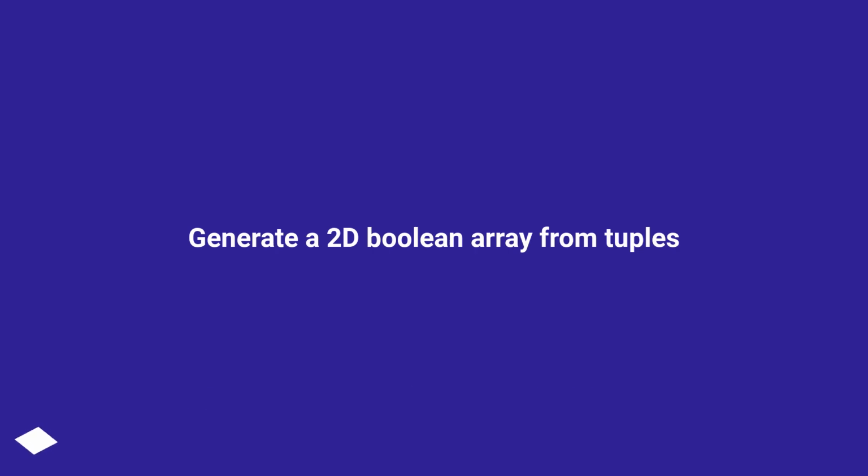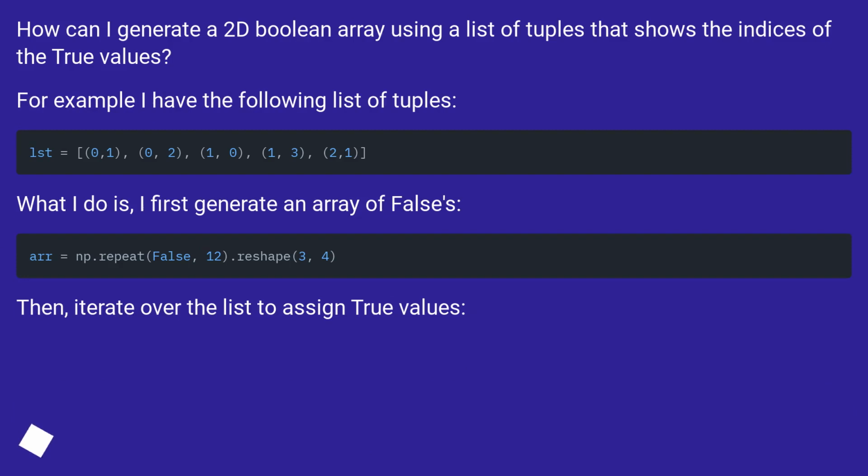Generate a 2D boolean array from tuples. How can I generate a 2D boolean array using a list of tuples that shows the indices of the true values? For example, I have the following list of tuples.